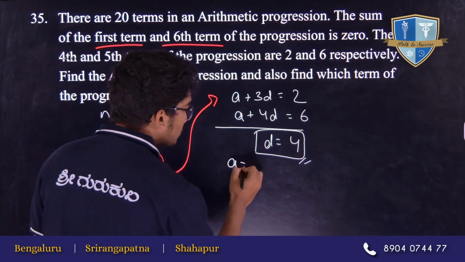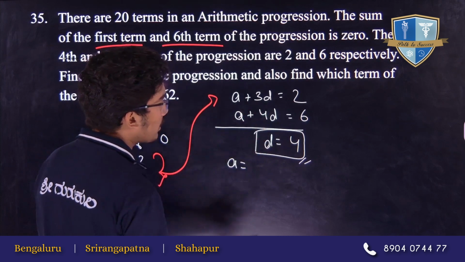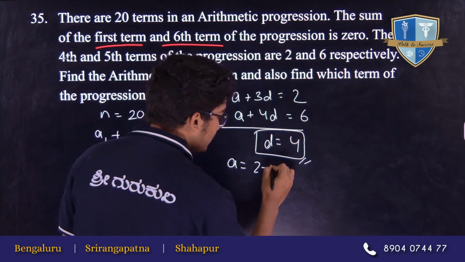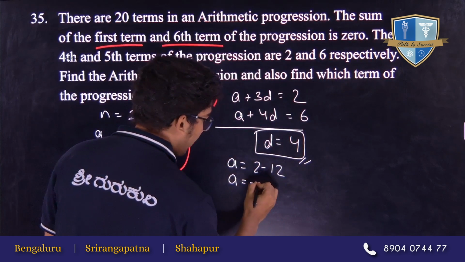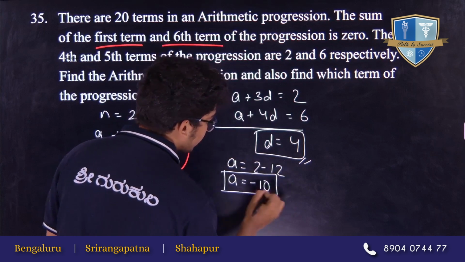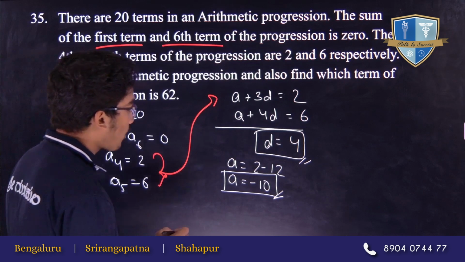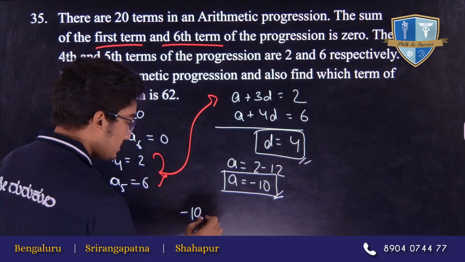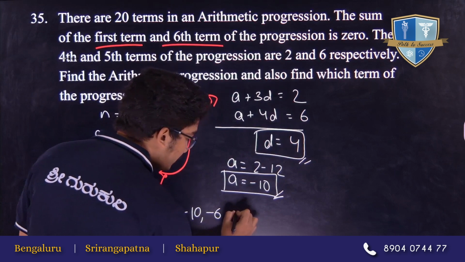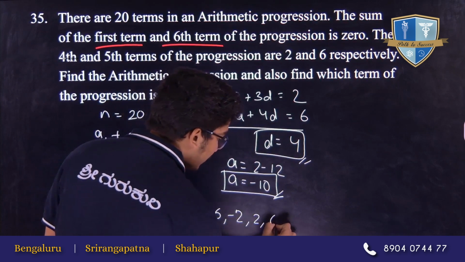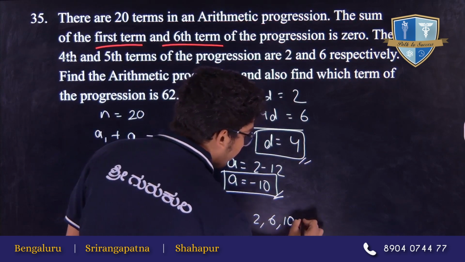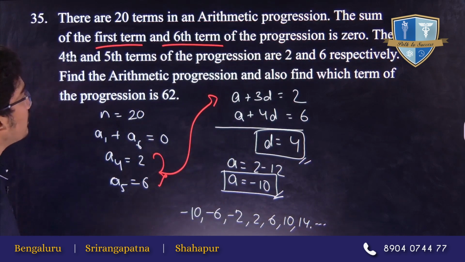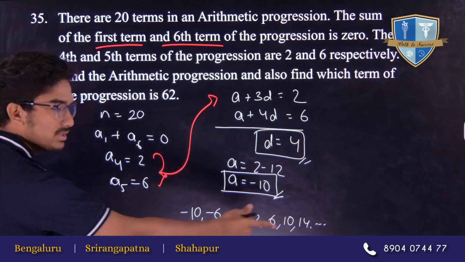So a will be equal to, if we put d is equal to 4 here, 4 3s are 12, a is equal to 2 minus 12, a is equal to minus 10. Correct? So our arithmetic progression will start from minus 10. Next term will be 4 plus, that is minus 6, then minus 2, then 2, then 6, then 10, then 14, and so on. It will go to the last term. The last term will be the 20th term, and this will be our progression basically.